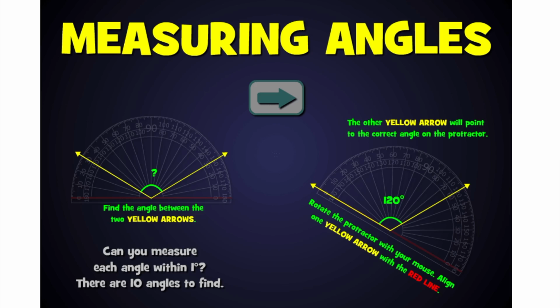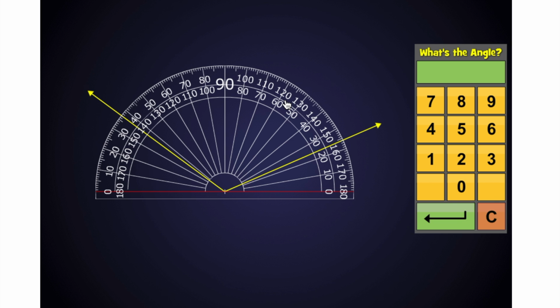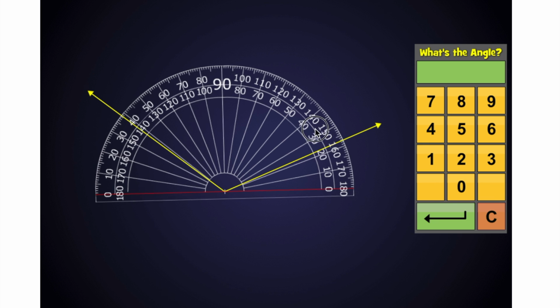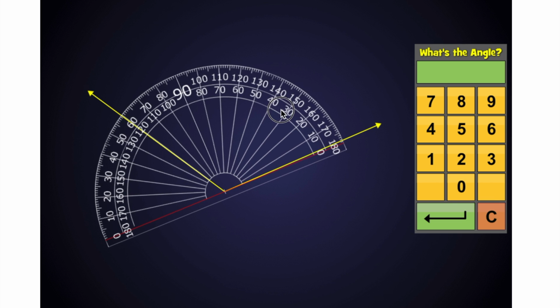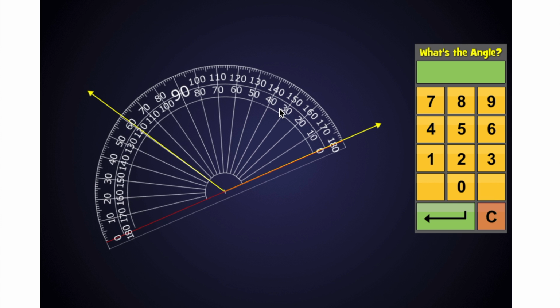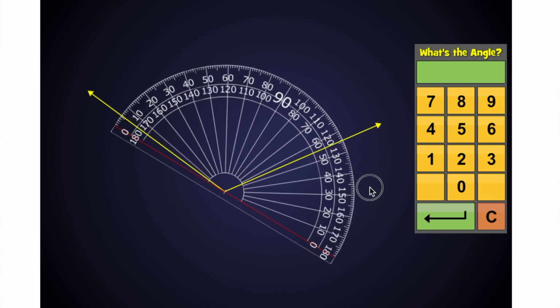Okay, so this is our virtual manipulative. This is the entry page, and it tells you right here, can you measure each angle within 1 degree? There are 10 angles to find. It tells you that you need to line up one of the yellow arrows with the red line on the protractor. So right here, we have an obtuse angle. You can line the red line up with that yellow arrow, or you can do this one.